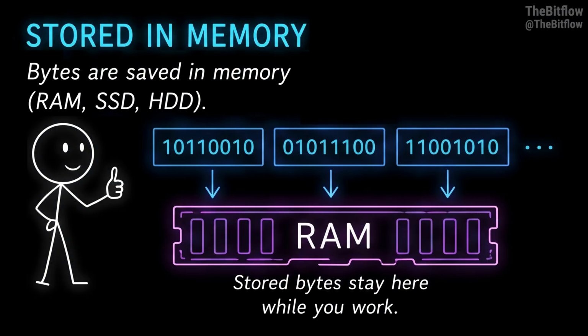Bytes need somewhere to stay. RAM temporarily stores the information your computer is using right now. SSDs and hard drives keep your files even after the power is turned off. Whenever you save a document or install a game, you're simply storing billions of bytes.